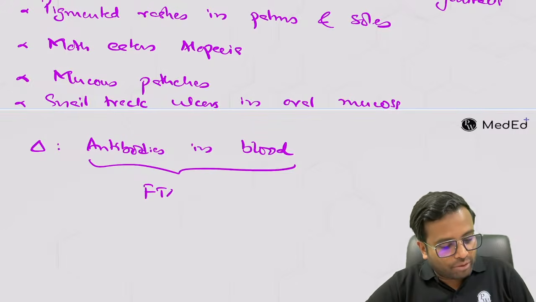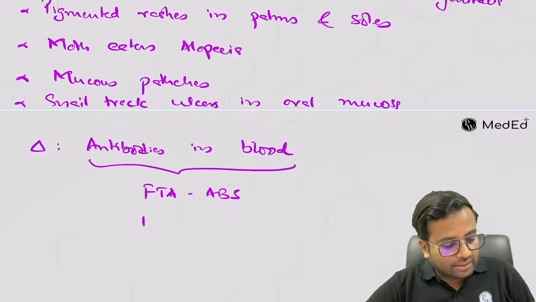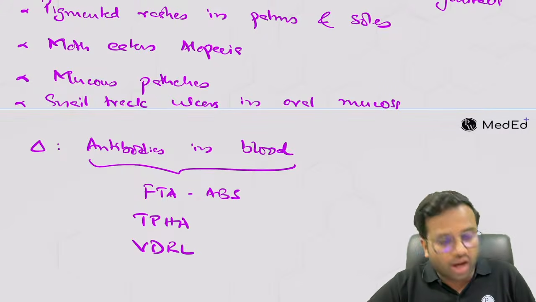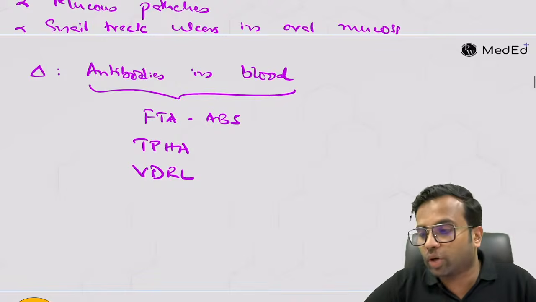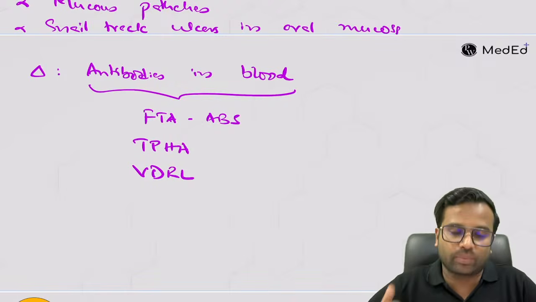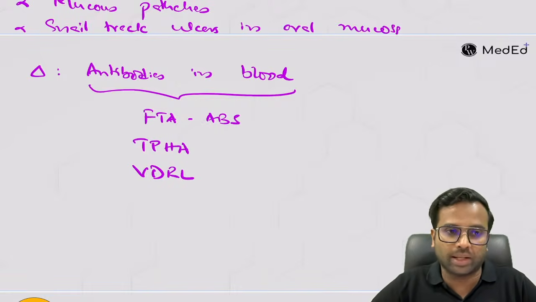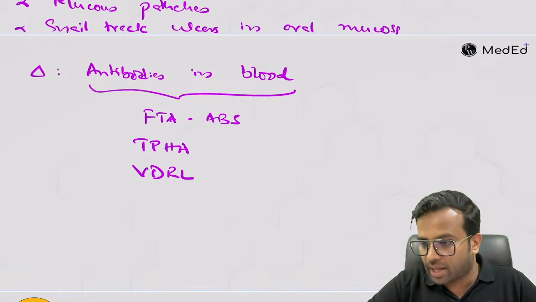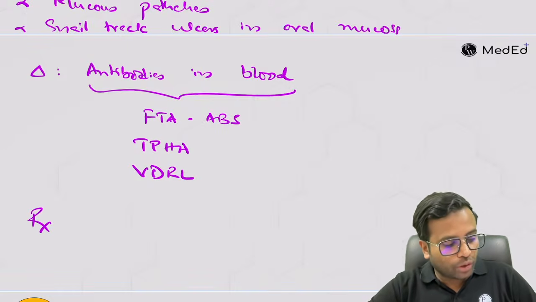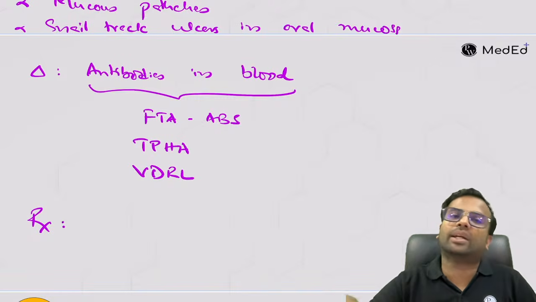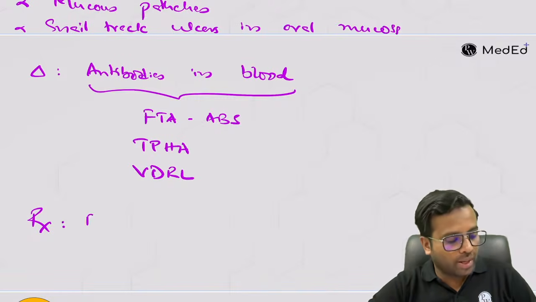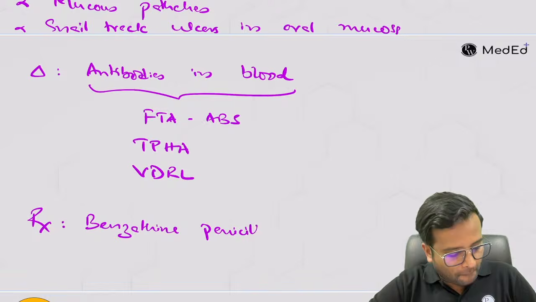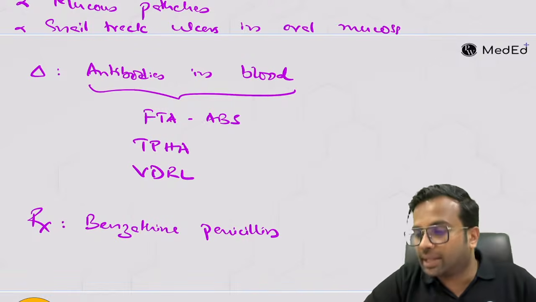There is a test called FTA-ABS. There is a test called TPHA. There is a test called VDRL. All these tests can be done because these are all serological tests where we detect antibodies in the blood, which can be used to diagnose syphilis. Once the diagnosis is confirmed, you are going to treat the patient. The drug of choice is the same. The treatment is going to be benzathine penicillin.